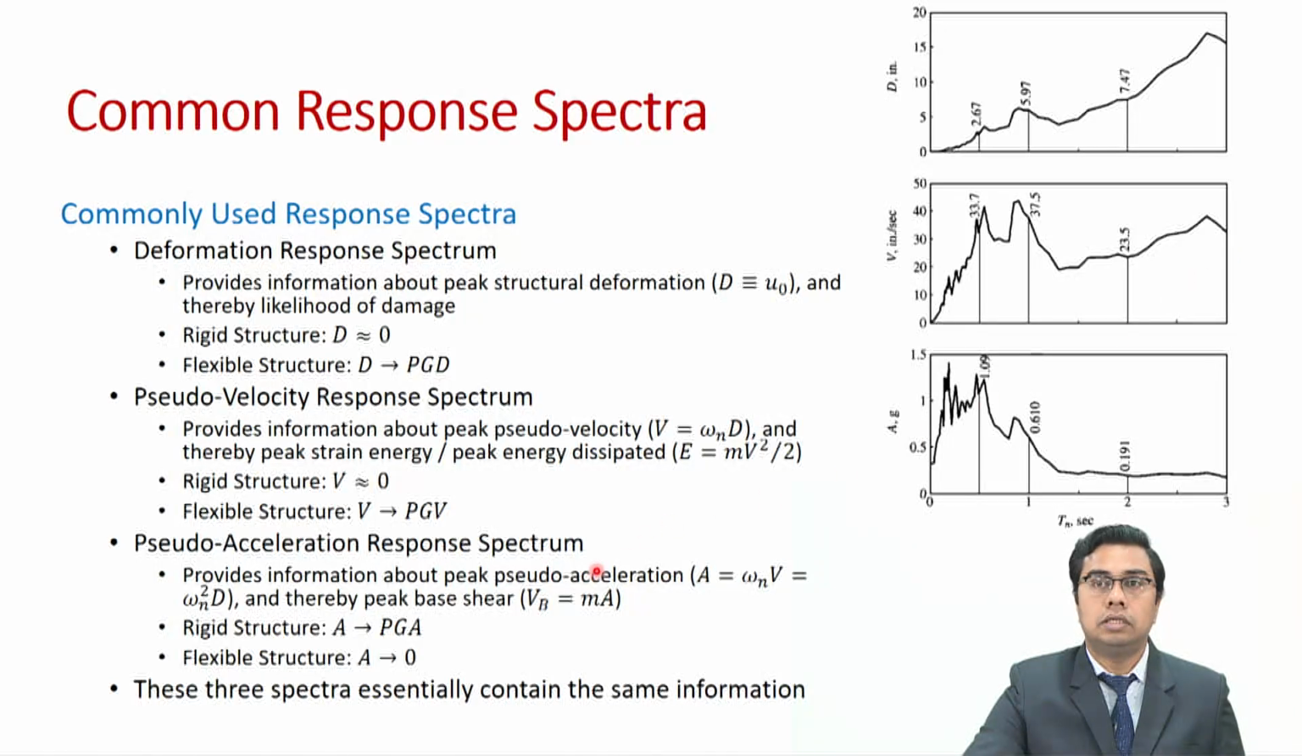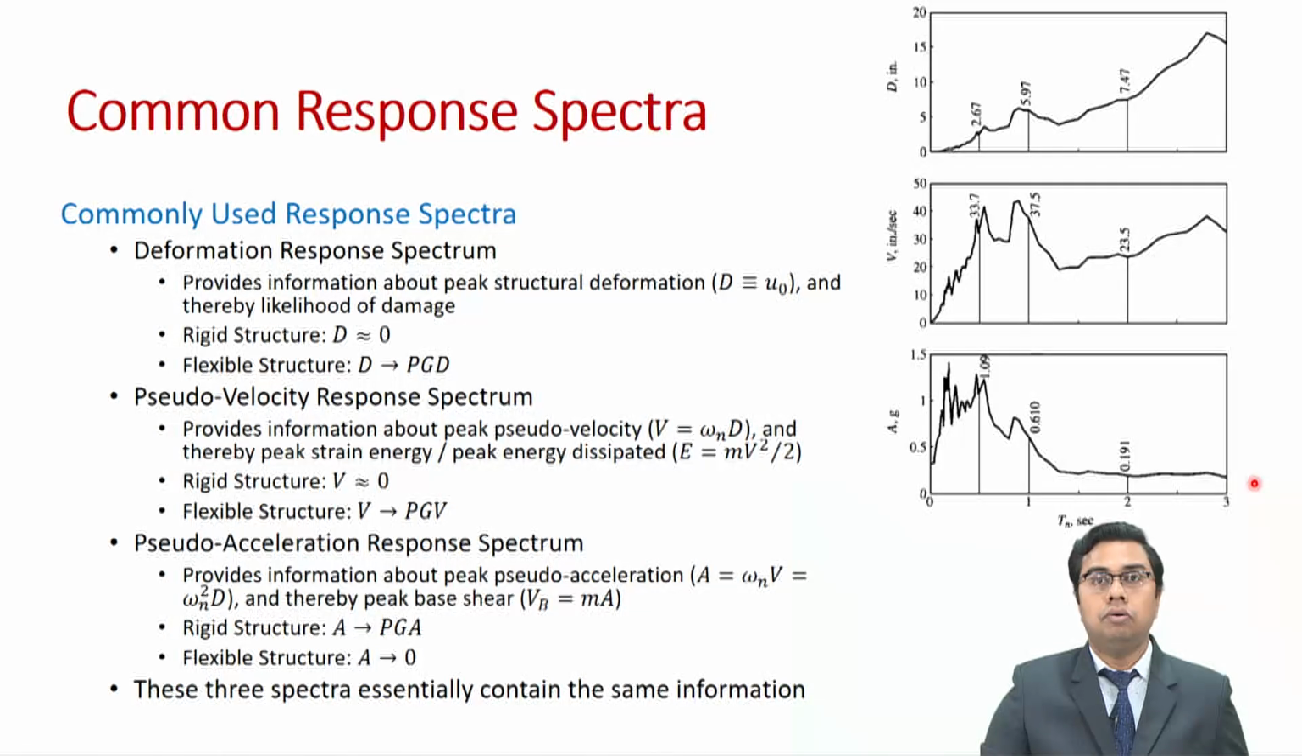The pseudo acceleration response spectrum provides us information about the peak pseudo acceleration, which can be multiplied with the seismic mass of the structure to obtain the peak base shear, which is further used in design. So, the pseudo acceleration response spectrum for rigid structures is roughly equal to the peak ground acceleration, and for flexible structures it diminishes to approximately 0.